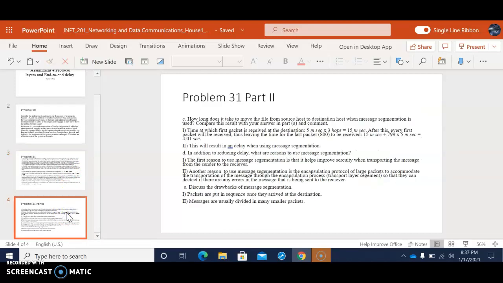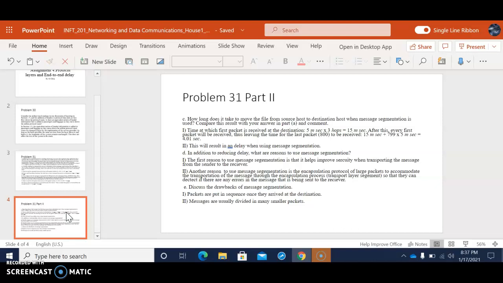Okay, so in C, the time at which the first packet is received at the destination: we multiply 5 milliseconds by the 3 hops, as shown in the graph, and we get 50 milliseconds. After this, every first packet will be received, leaving the time for the last packet to be received, which we're going to get as 800. So we put 50 milliseconds plus 799, I believe, and then we times 5 milliseconds. To do that, you need to convert to the millisecond form, and then you will get 4.01 seconds.